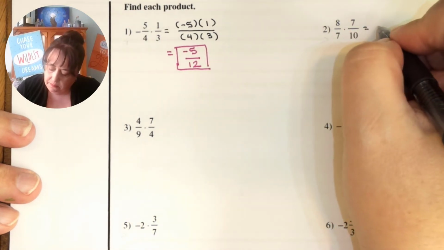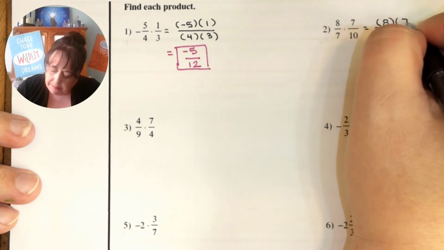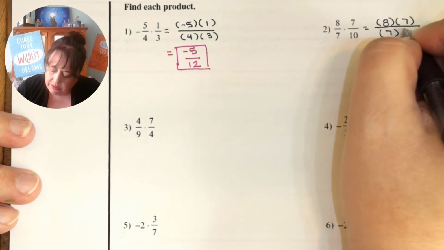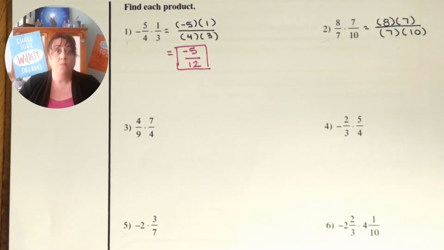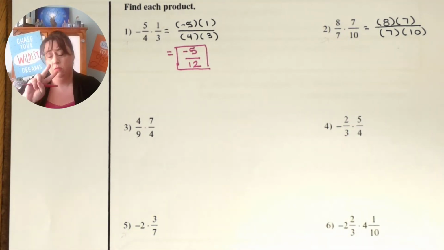It's multiplication. So we're going to do 8 times 7 and 7 times 10. Now there are multiple ways that you can reduce. I'm going to go ahead in this problem. I'm going to show you both ways.